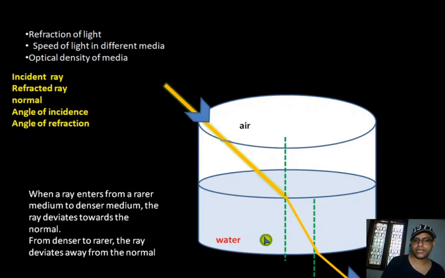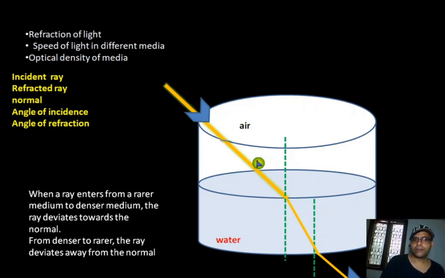So here, in the second case, water is the medium over here and air is the medium over here. Water is the denser medium and air is the rarer medium. So from denser to rarer, the ray deviates away from the normal. See, from here, the ray deviates away from the normal.